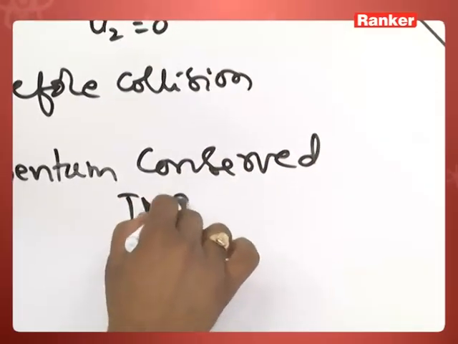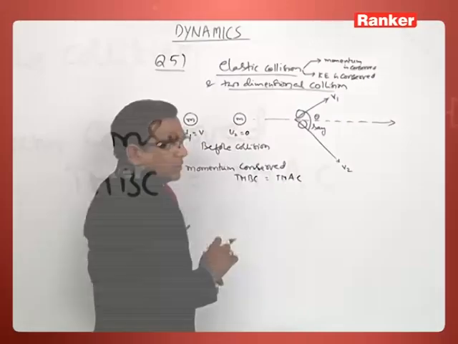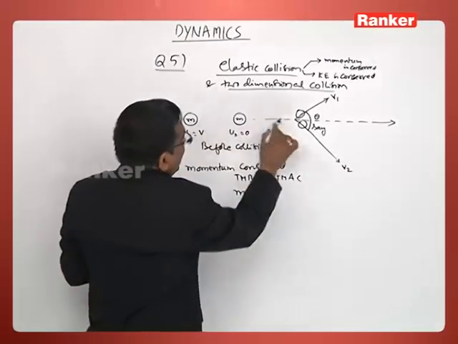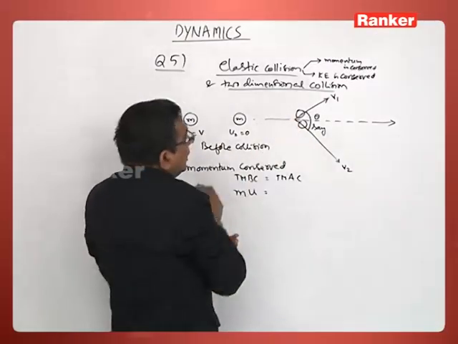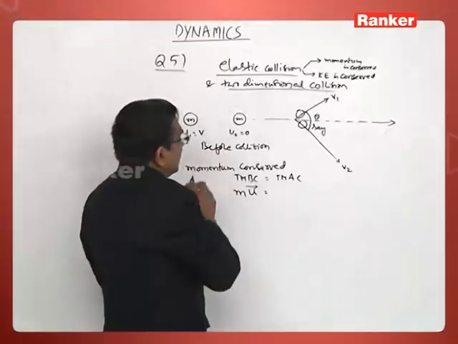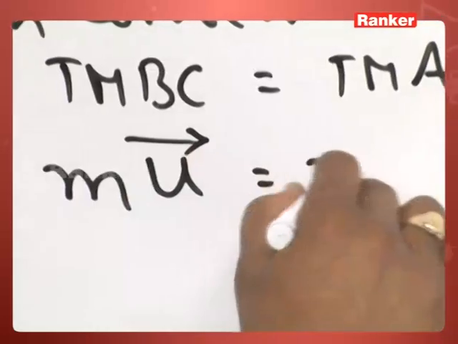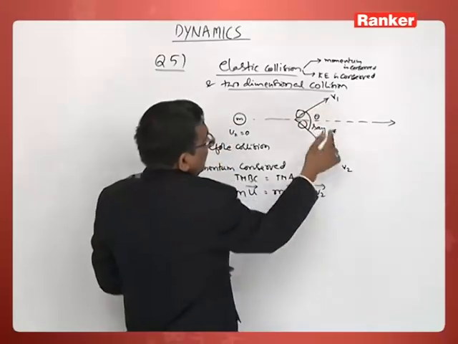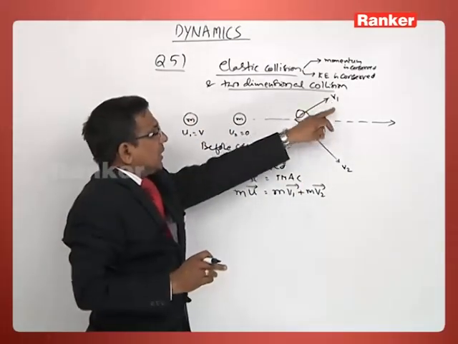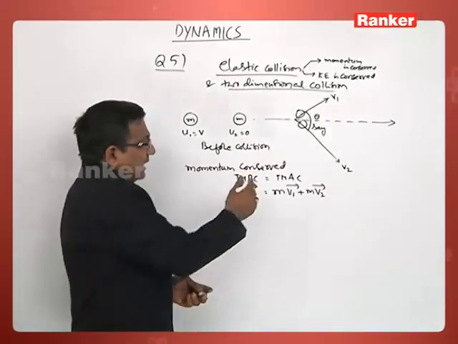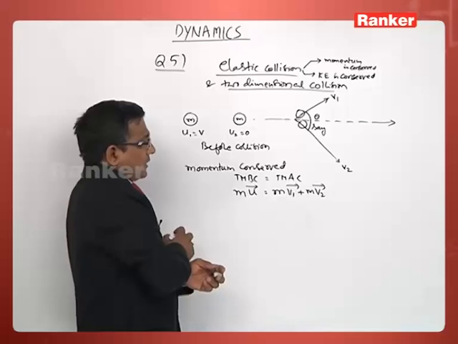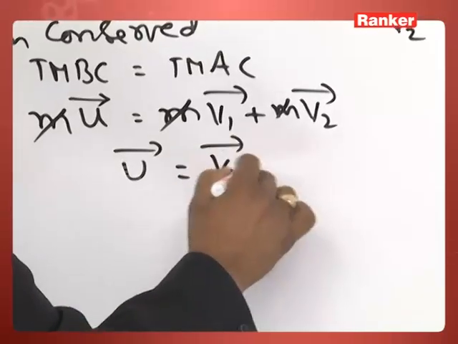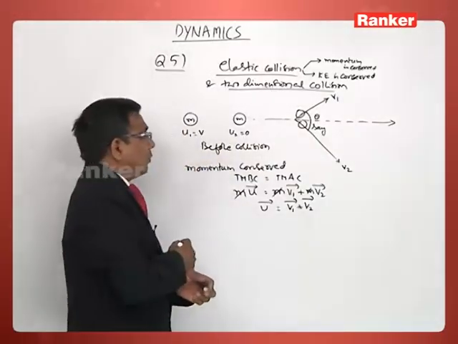Momentum conserved means total momentum before collision is equal to total momentum after collision. Before collision, the momentum is m u bar, moving in this direction, at an angle we do not know. In vector form, after collision let us take m v1 bar plus m v2 bar, because the velocity of the first body is v1 and the velocity of the second body is v2. So in vector form, m u bar is m1 v1 bar plus m v2 bar. The mass gets cancelled, so you can write u bar is v1 bar plus v2 bar.